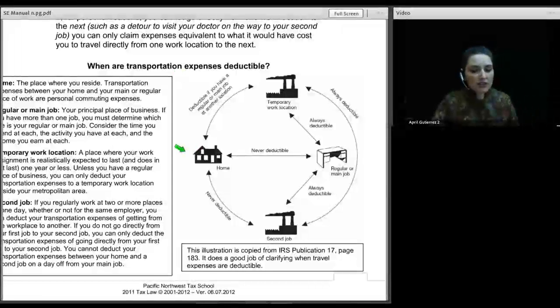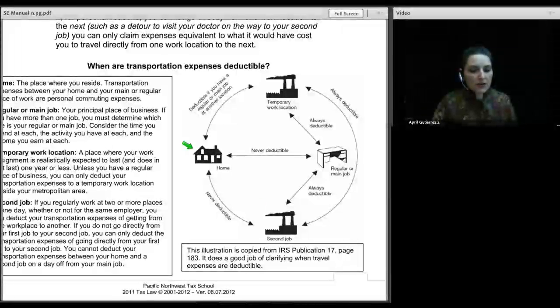Well, we have a picture here. This is out of IRS Publication 17, page 183. IRS shows a picture of your house. It says when you drive from home to a regular or main job, that cost is never deductible. If you drive from home to a secondary job, that also is never deductible.